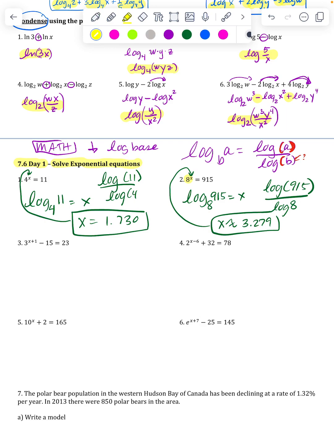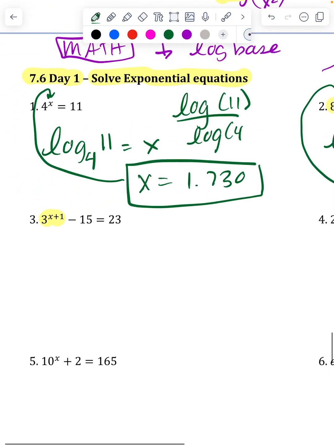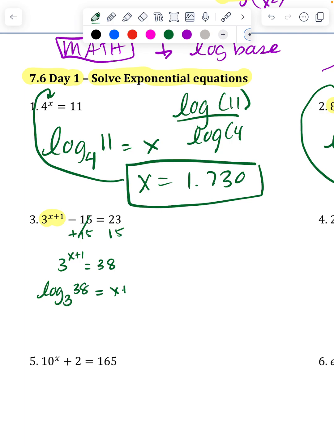So in this problem, I've got some more to do. This is my power part, my exponential part. I need to get that alone. So I'm going to start by adding the 15 here and here. So now I have the exponential part alone, but it's going to be equal to 38 instead. I'm going to rewrite it. So log base 3, and then that's going to be of my 38 because the x plus 1 is going to go over on the other side. So this I can get on my calculator. I'd have to type it in as the log of 38 divided by the log of 3. You should come up with about 3.311.